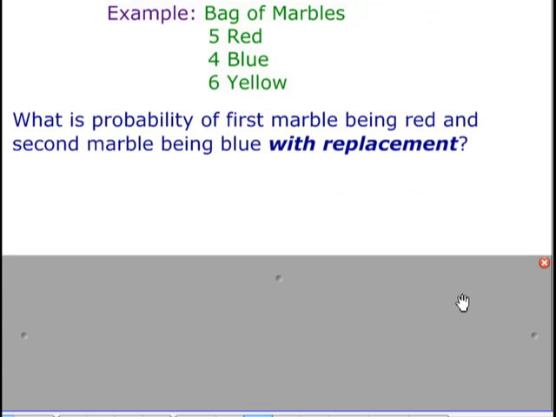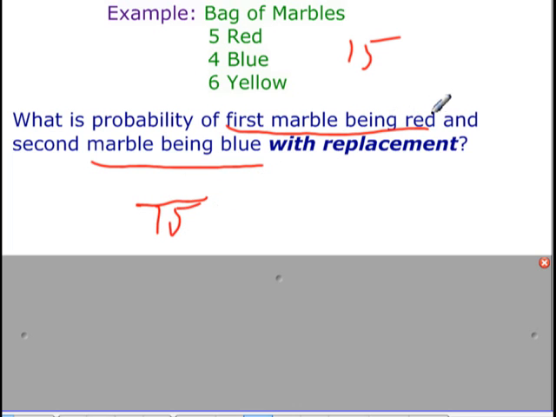So the simplest example to use, I think, is a bag of marbles. So we've got 5 reds, 4 blues, and 6 yellows. If you're going to reach in and randomly grab a first marble and then a second marble, I want to know the probability of the first one being red and the second one being blue with replacement. So with replacement, so the first marble being red, there are how many there? 6 and 4 is 10, so there's 15 possible marbles on the first draw, and how many of them are red? 5. So the first draw, there's a 5 out of 15 chance of the marble being red.